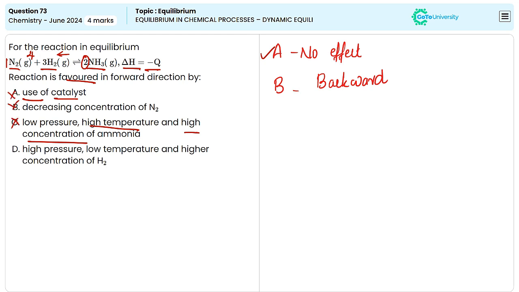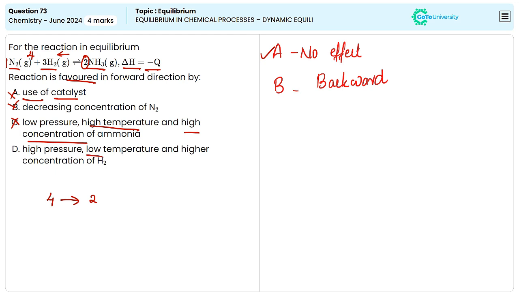And option D is given as high pressure, low temperature and high concentration of hydrogen. When pressure is increasing, the reaction will move to the direction where the number of moles decreases. So here we can say when pressure is increased, the reaction will move from 4 moles to 2 moles. It means the forward reaction is taking place.